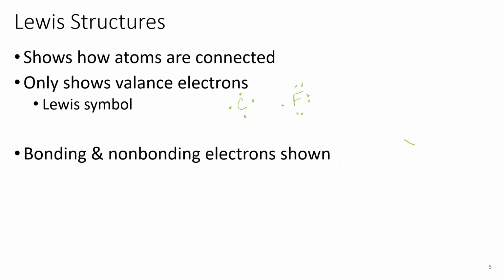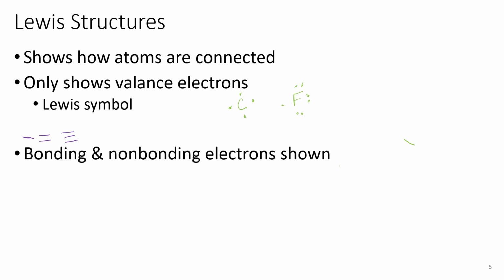Lewis structures are also going to show bonding and non-bonding electrons. Bonding electrons are electrons that are shared between the 2 atoms. Bonding electrons can be single bonds, which we would just represent with a single line. They could be double bonds, which we would represent with 2 lines. They could be triple bonds, which we would once again represent with 3 lines. So those would be our bonding electrons.